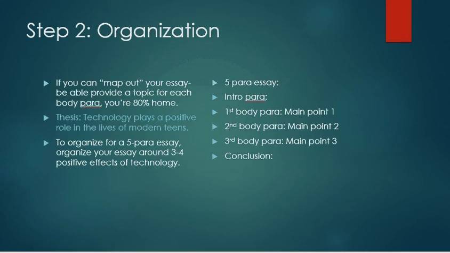Once you've decided what your opinion about your topic is, then the next thing that you want to do is organize your topic. If you can map out your essay or be able to provide a topic for each body paragraph, you're about 80% home. Now, within any essay, an essay is a stylized piece of writing, which means that you have to follow the rules. If you write a poem and you want to call it a haiku, it needs to be 3 lines. You need to have 5 syllables in the first line, 7 in the second, and 5 in the third.